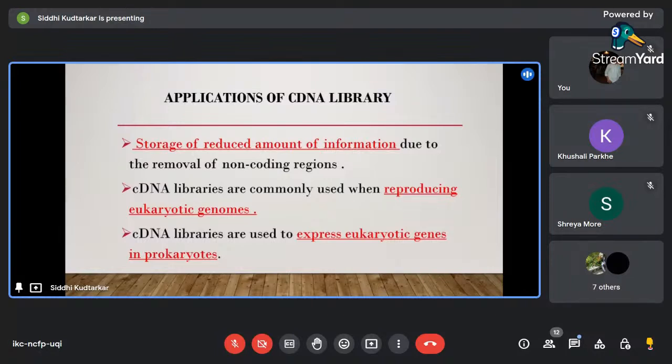Then cDNA libraries are also used to express eukaryotic genes in prokaryotes. As we all know, in prokaryotes introns are absent, and in cDNAs also there are no introns. So we can easily express cDNAs in prokaryotes.